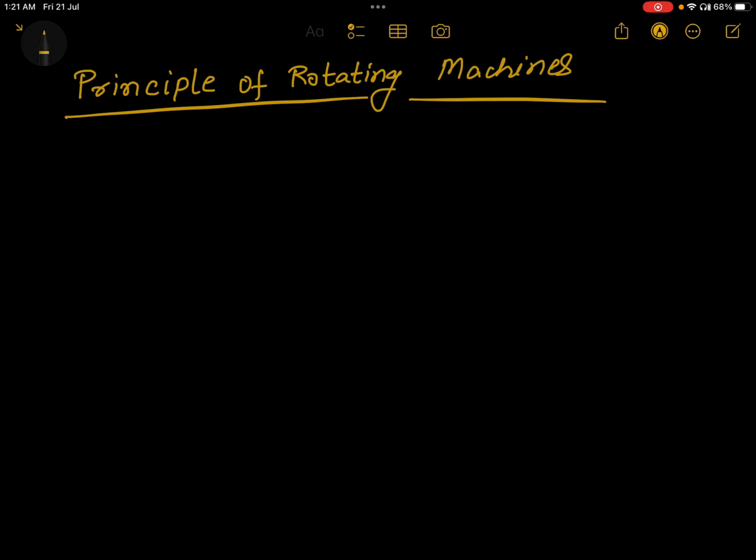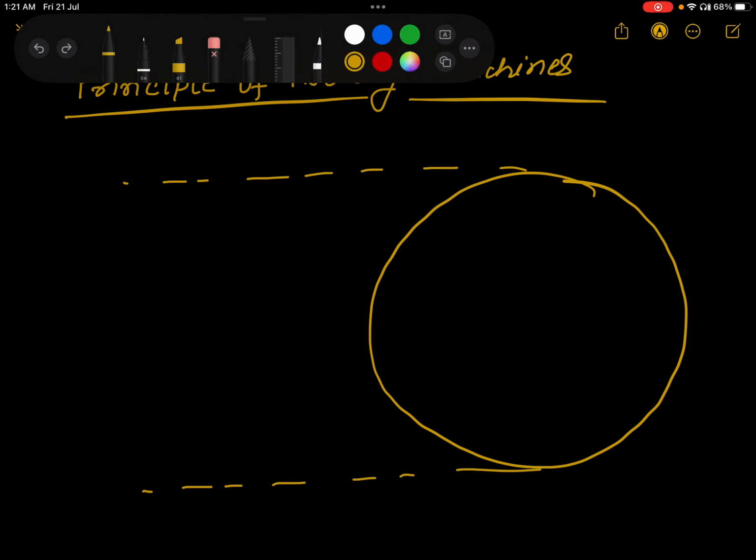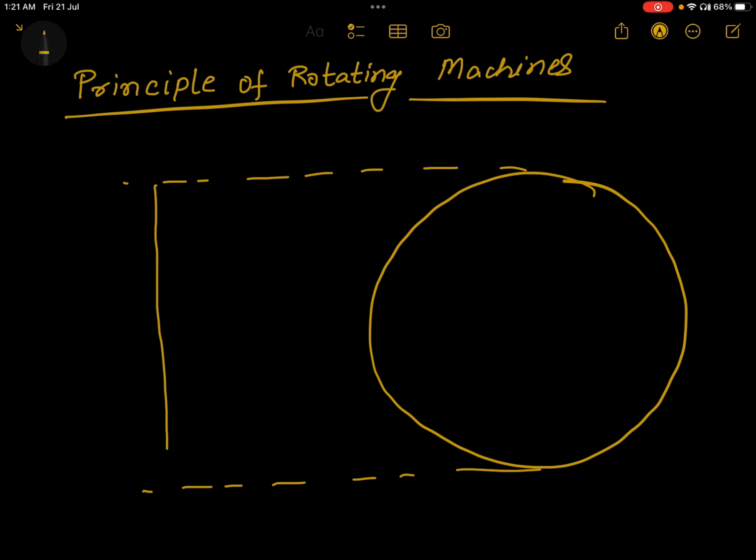So first, we'll try to understand by making some diagrams. Let's say we have a turbo machine. Let's say we have the front view of the turbo machine like this. And the side view, if I am making it, can be like this. I will draw it again. Side view can be taken as this.